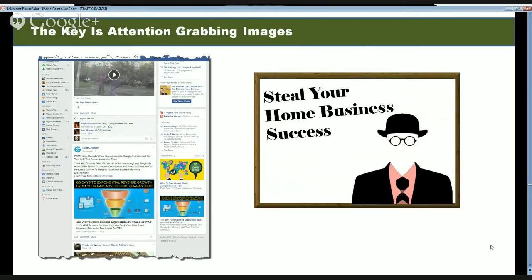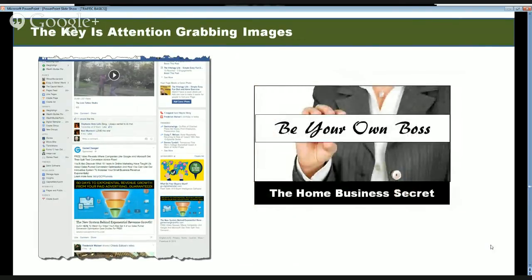Okay, you should be getting the idea now that what you want to do is to have a combination of image and a little bit of text that really attracts your audience at an emotional level. Now notice, steal your home business success. That's an emotional thing. Okay? The stealing makes it emotional. Okay, here's another example. This is more traditional. Be your own boss. That's a very emotional thing too.